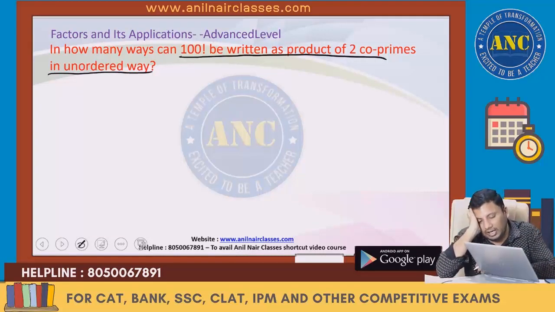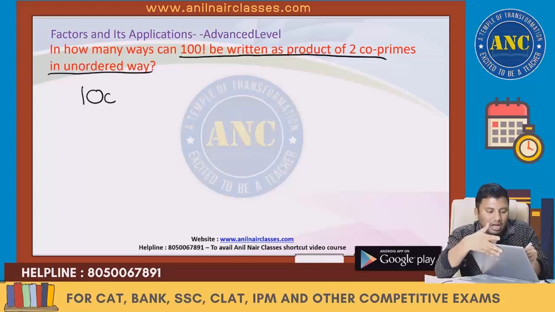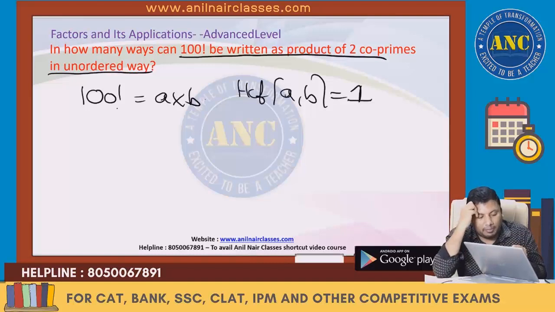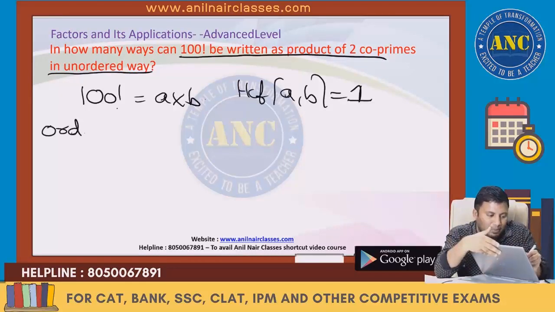In how many ways can 100 factorial be written as a product of two coprimes? 100 factorial is written as a into b, where HCF of a comma b equals 1. First one, if it is an ordered pair, the answer is 2 power p.